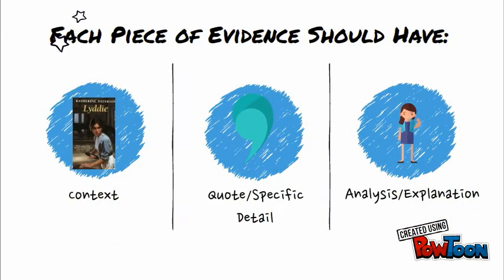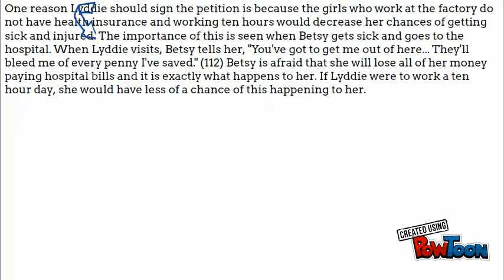So this is what my first piece of evidence looks like. I give context. I say the importance of this is seen when Betsy gets sick and goes to the hospital. So that tells you where this is coming from in the book. Now I'm going to give you my quote. When Lyddie visits, Betsy tells her, "You've got to get me out of here. They'll bleed me of every penny I've saved." So that's the specific quote. Then I end it by analyzing it and explaining why this quote shows that Lyddie should sign the petition for 10 hours. So it says, Betsy's afraid that she'll lose all of her money paying hospital bills, and it's exactly what happens to her. If Lyddie were to work a 10-hour day, she would have less of a chance of this happening to her. So I'm very clear about explaining how the quote shows that Lyddie should sign the petition because 10 hours would be better for her.